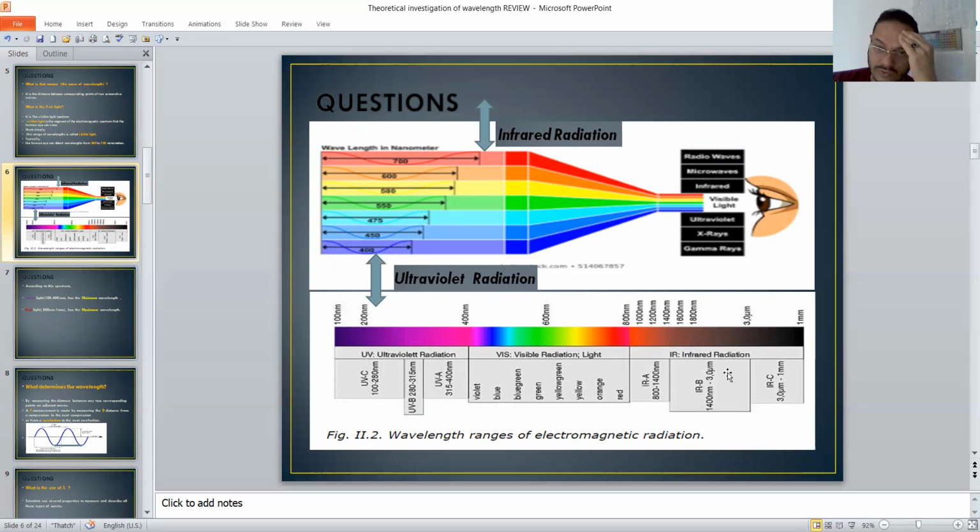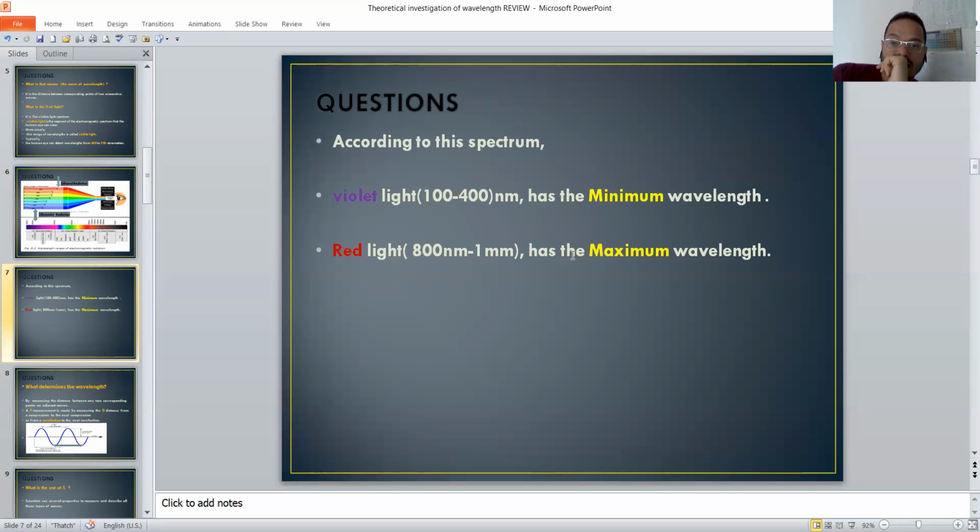We must be careful with units. And in my opinion, the infrared radiation is also harmful to human eyes. Like I said before, these two numbers will be the minimum wavelength at the violet light and the maximum wavelength, finishing with 1 millimeter, will be the red light.